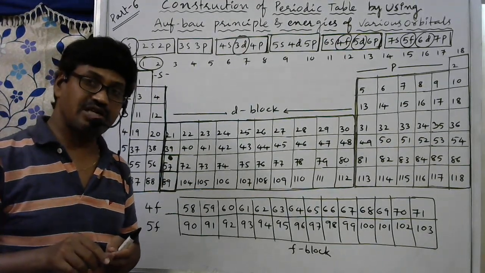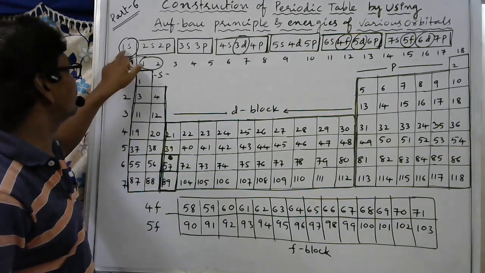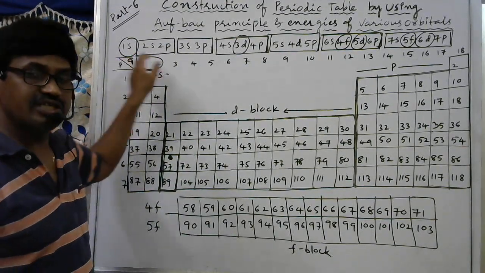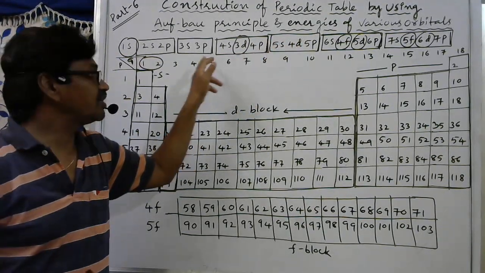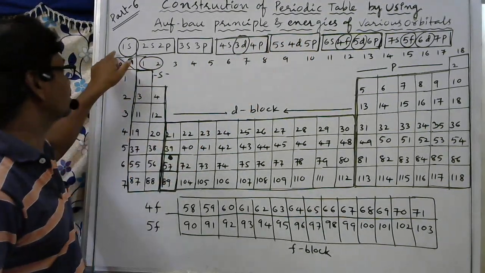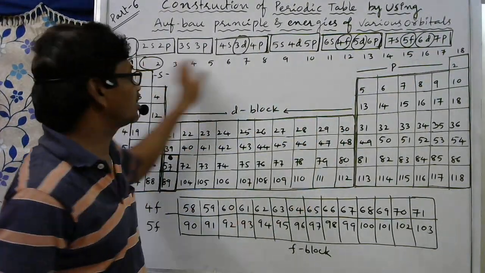Which diagram? Euler's diagram I have given. Based on Euler's diagram, I have written this order: 1s, 2s, 2p. This is the increasing order of energies of different orbitals. The lowest energetic orbital is 1s. The highest energetic orbital is 7p. This is the increasing order.